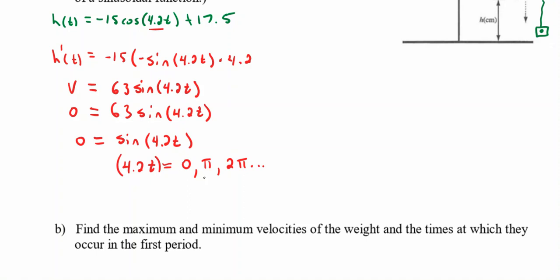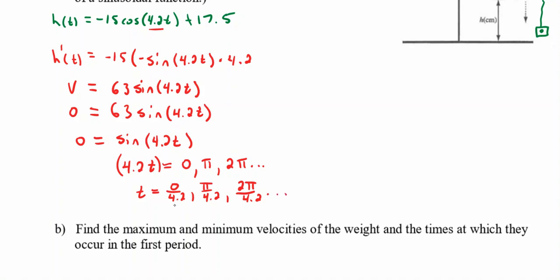I just want t, so what's left to do is just divide everything by 4.2. So our times would be at 0 over 4.2, which is just 0. It would be at pi over 4.2 and 2 pi over 4.2. Now the decimals, I'll leave them like that for now, but at the end we'll clean those up. But yeah, so now just think about this, I've given you 3 different ones. This would actually keep going, right? Because it's oscillating up and down.